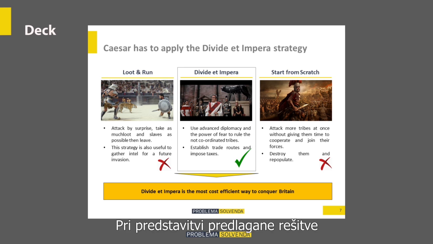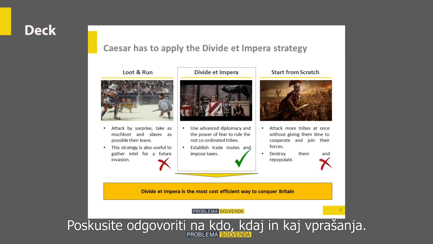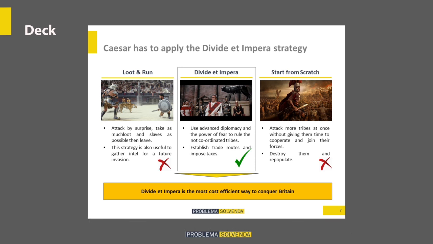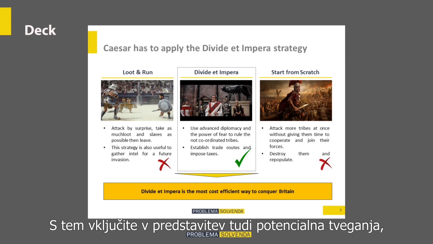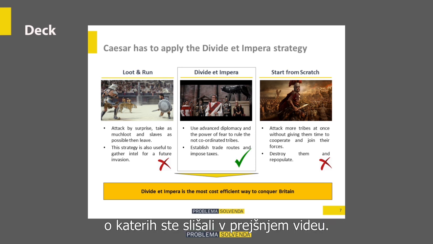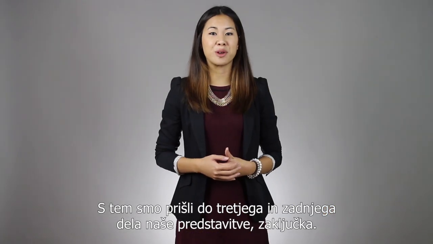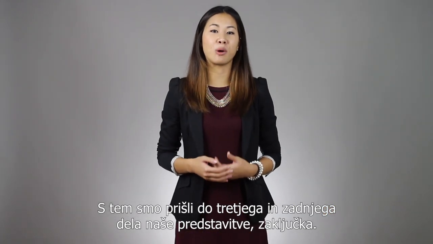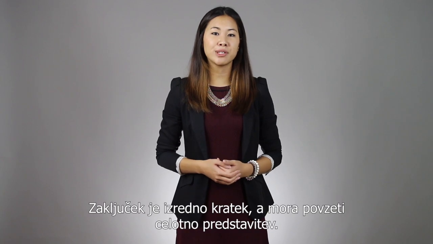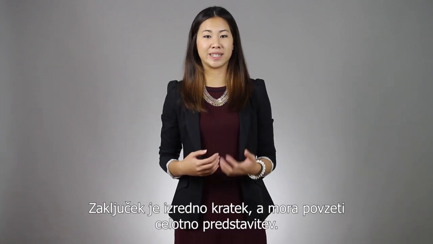At the suggested solution part, try to show in a bit more detail how it is possible to realize this suggestion. Try to answer the who, when, and what questions. This includes introducing the risks too, which you have already heard about in the previous video. With this, we arrive at the third part of the presentation, the conclusion. This is a short section where the goal is to summarize the whole presentation.